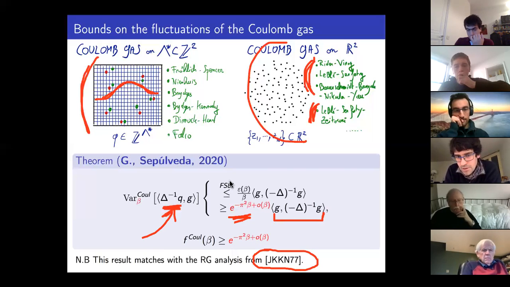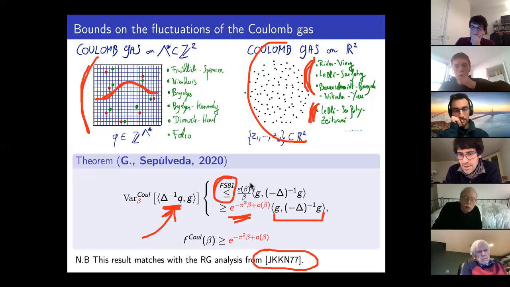Another very important work, in fact more important, because this is the direction that proved the existence of the KT transition, is to have an upper bound on those fluctuations. And that was done by Fröhlich and Spencer in '81. They have those types of upper bound on the fluctuation, and those two bounds are not matching, and I will get back to it.